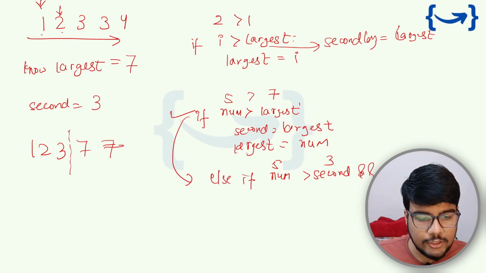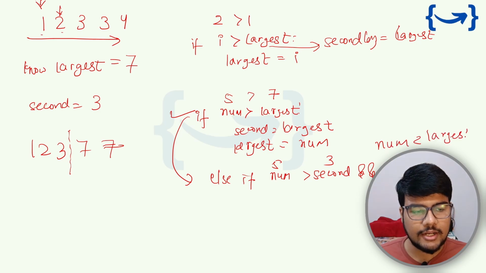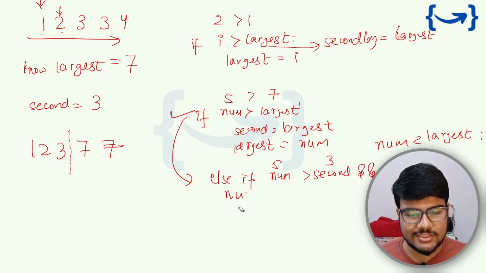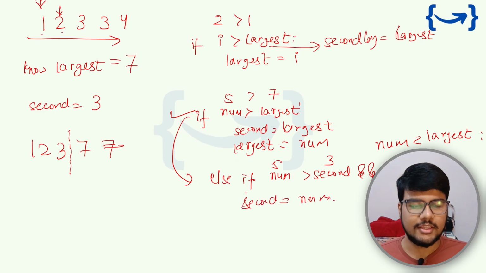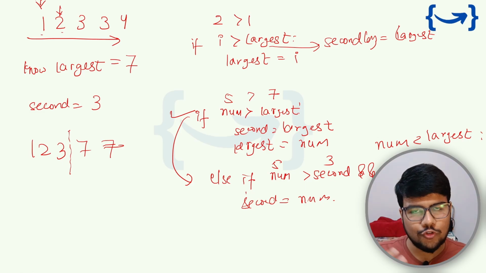So I need to take care that my current num should always be less than the largest element that we are maintaining till now. And in the last, just reinitialize your second to the num, and I know you are done with your thing. Okay, so yes, this is the code to find the particular second largest element.